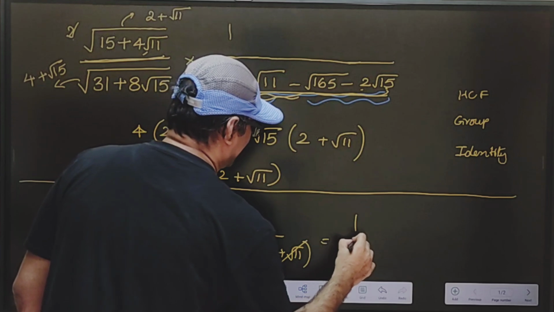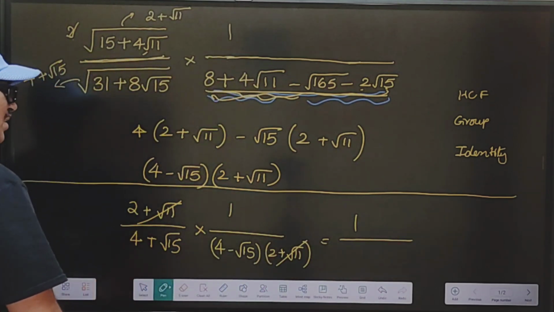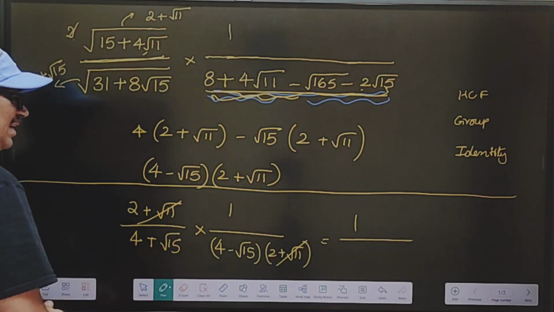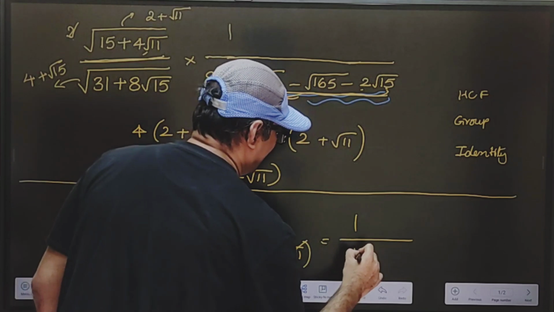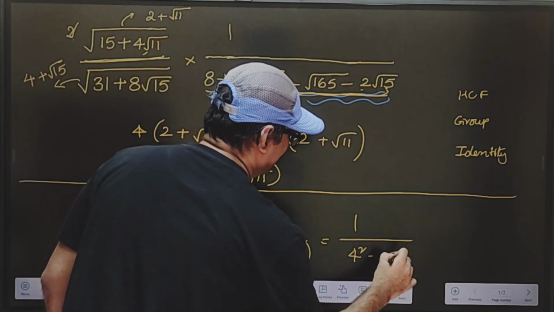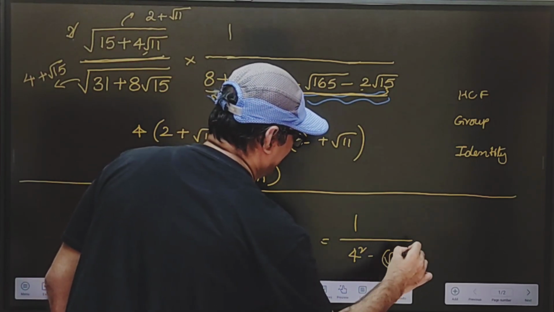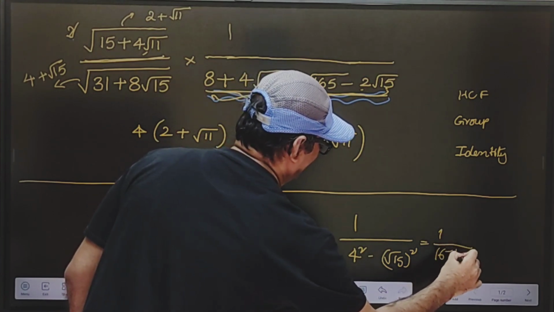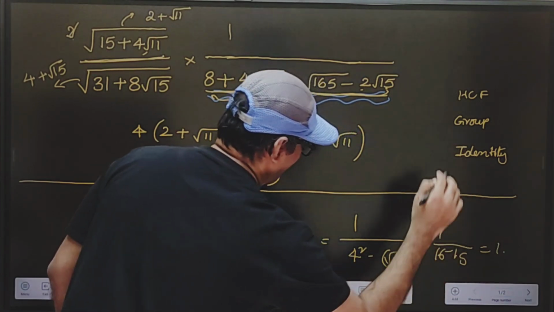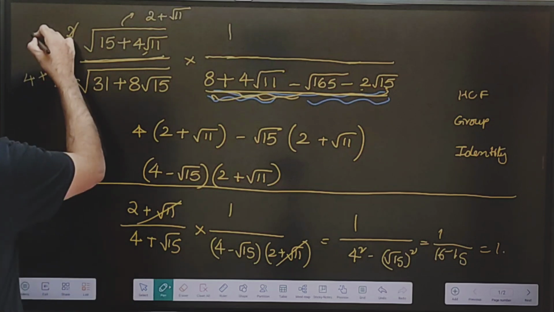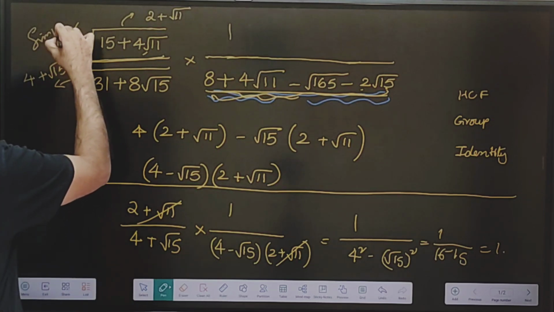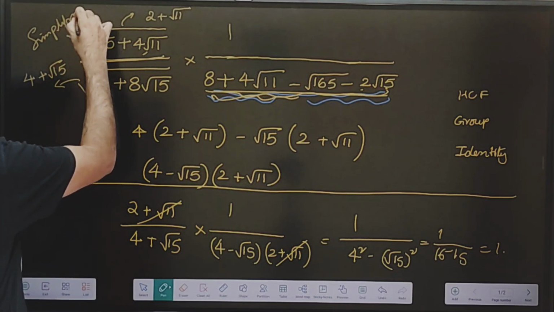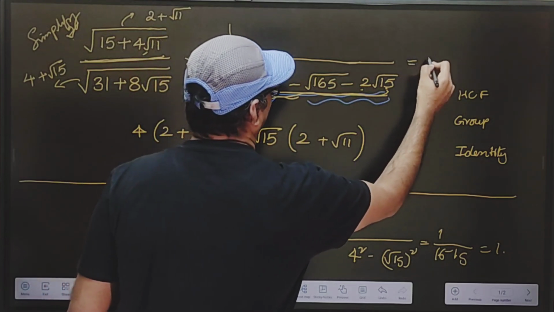What we have is an identity. a plus b into a minus b can be written as a square minus b square. So it will become 4 square minus root 15 whole square. That is 1 by 16 minus 15, which is equal to 1. So when you simplify this, what we finally get is answer equals 1.